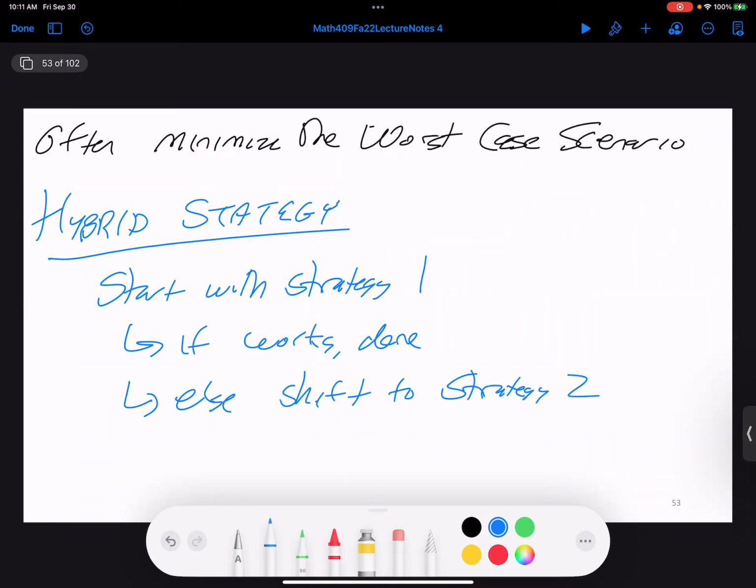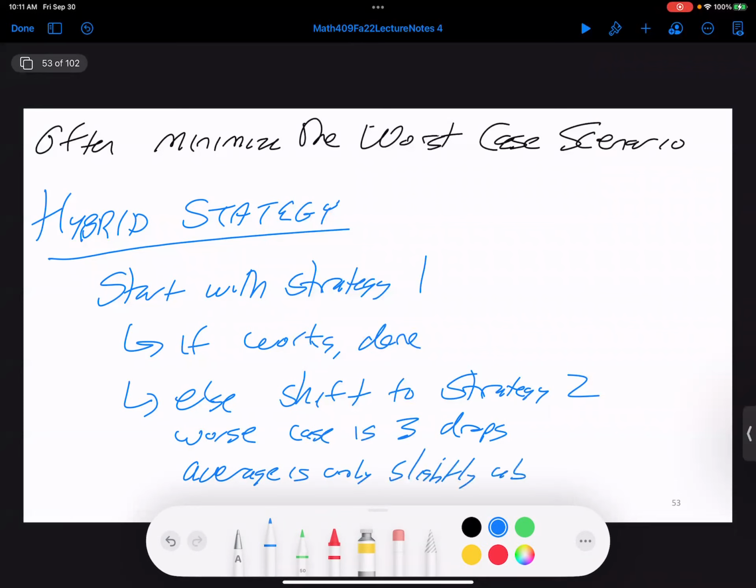And now, worst case, how many drops do you have? Worst case would be 3. So worst case is 3 drops. Average is only slightly above 1 drop. So this is the advantage of a hybrid strategy.